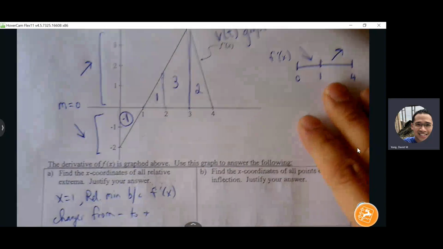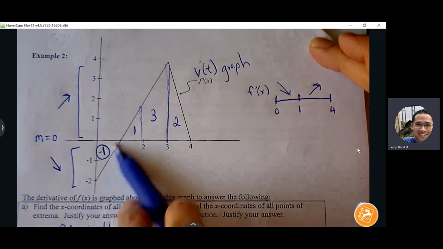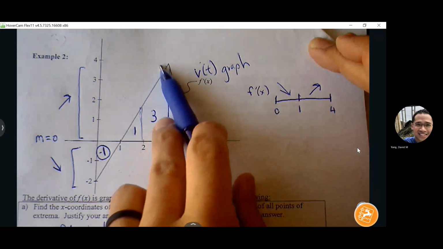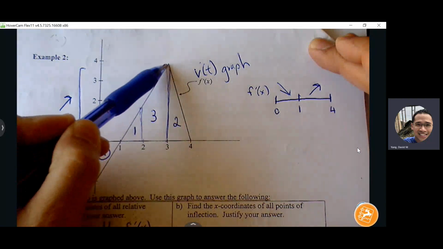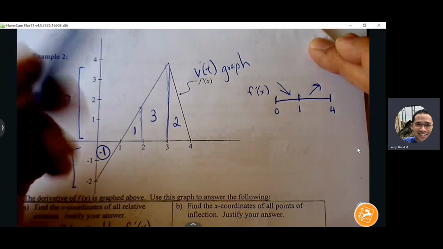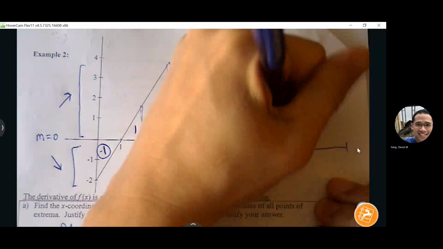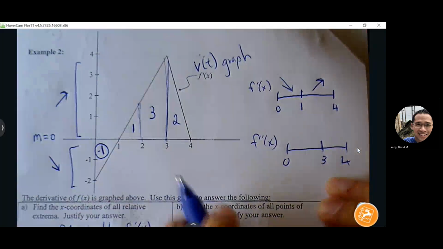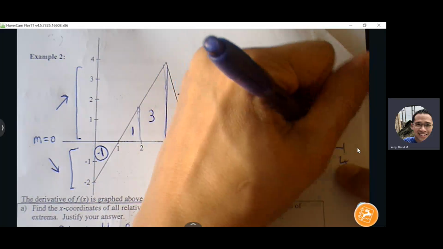Okay. Find the x-coordinate of all points of inflection. So first semester, we learned that if a derivative graph is rising, that means it's concave what? Up. If it's decreasing, it's concave down. Any peaks and valleys is the what? Point of inflection. Okay. So positive slope means concave up. Negative slope means concave down.